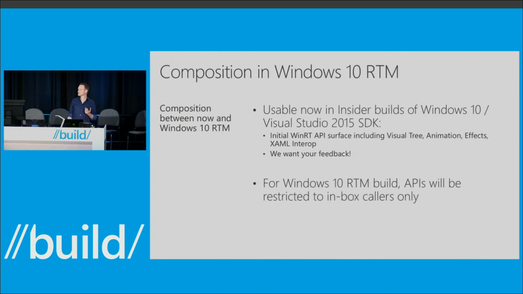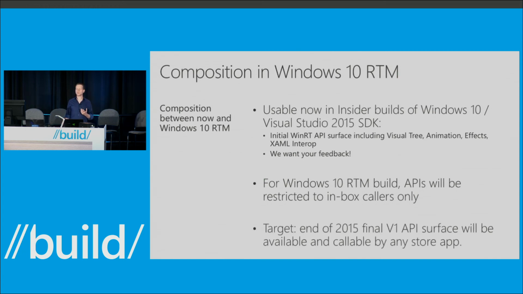Now, that may sound negative. The good news is, with Windows as a service, we can pick the moment that we're ready to freeze the API. One of the reasons we don't want to do that right at RTM is we're not done. We're still working on this, and we want to make sure we really get it right so that we don't have to do a whole bunch of breaking changes. Our target is, by the end of this FY, our API surface will be fully permitted to be called from all apps, and you'll be able to take advantage of it from there.